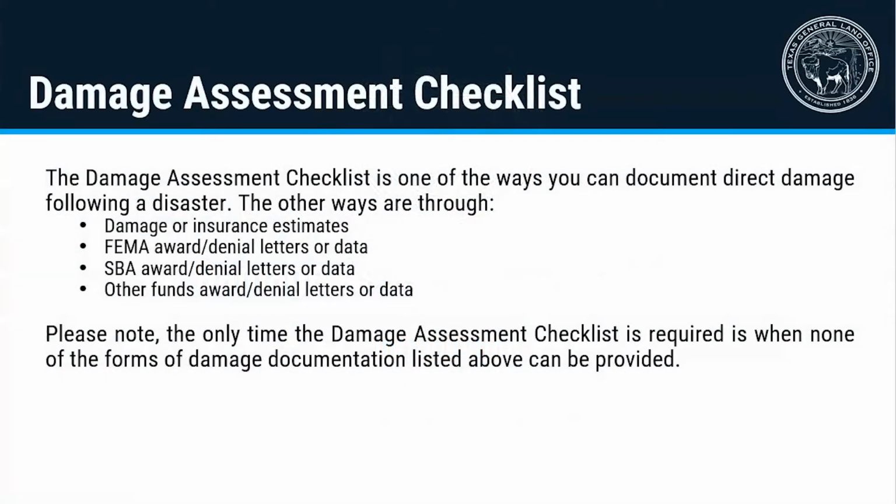As previously stated, the Damage Assessment Checklist is one of the ways you can document direct damage following a disaster. The other ways are through damage or insurance estimates, FEMA award or denial letters or data, SBA award or denial letters or data, other funds award or denial letters or data. Please note, the only time the damage assessment checklist is required is when none of the forms of damage documentation listed above can be provided.